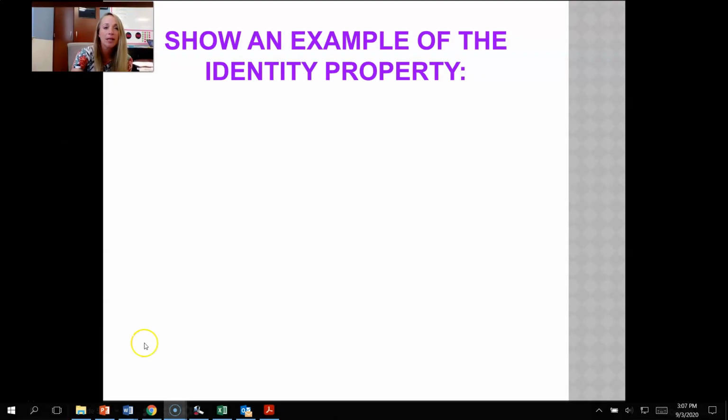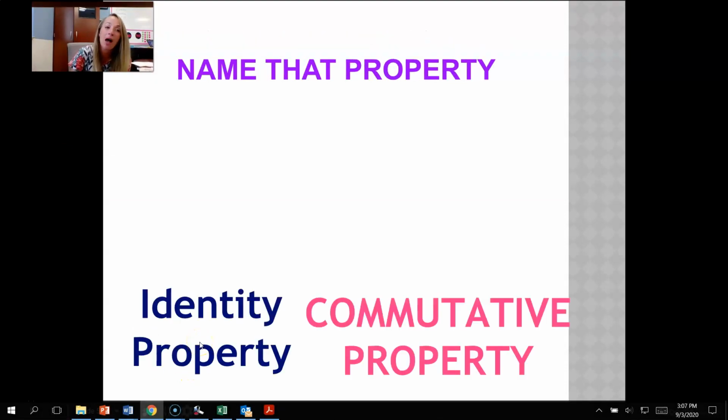Alrighty, so what we're going to do is you are going to tell me what this property is. I'm going to show you a math problem. You need to decide, is it identity property or is it commutative property? On your board or scrap piece of paper, please write I for identity and C for commutative. 5 plus 0 is 5. Is that the identity property or is that the commutative property?